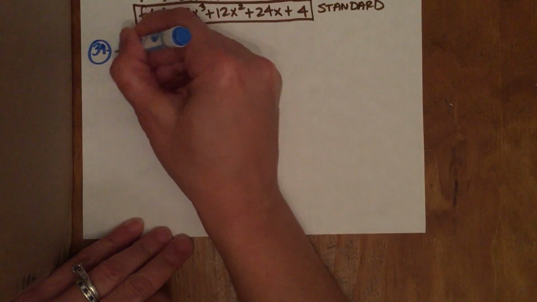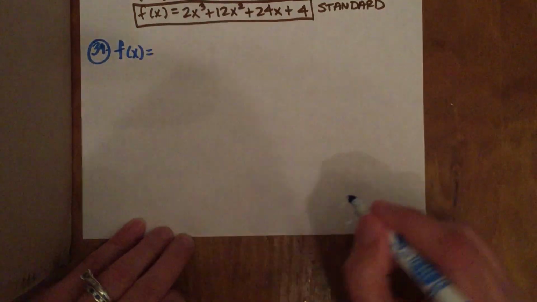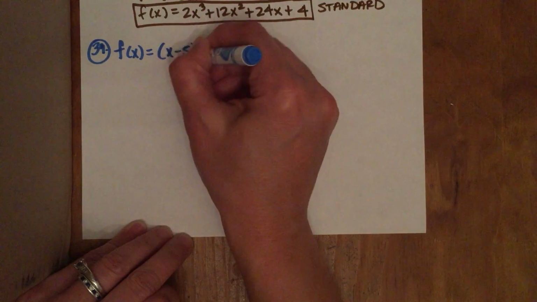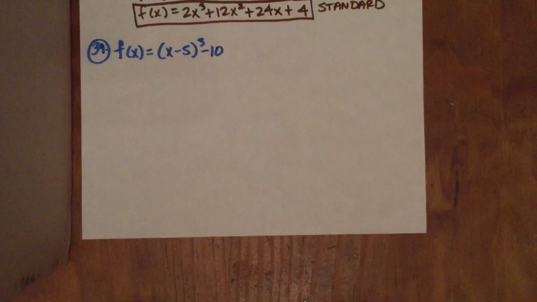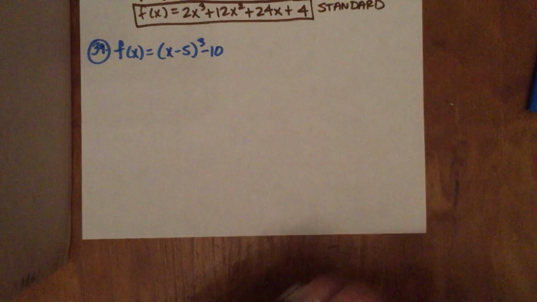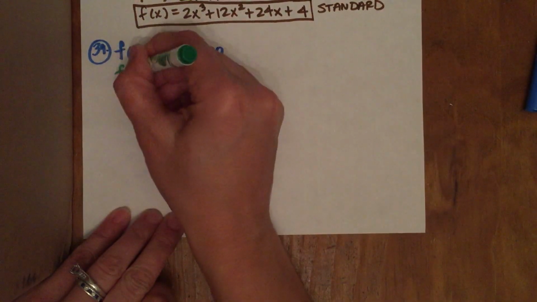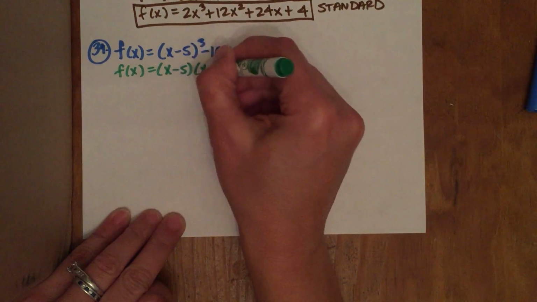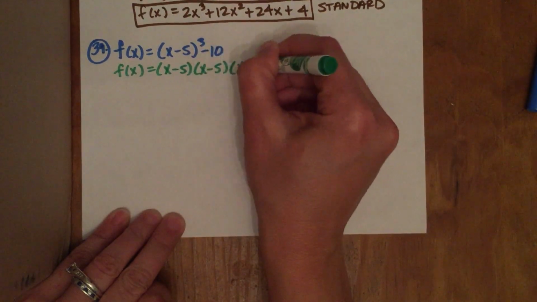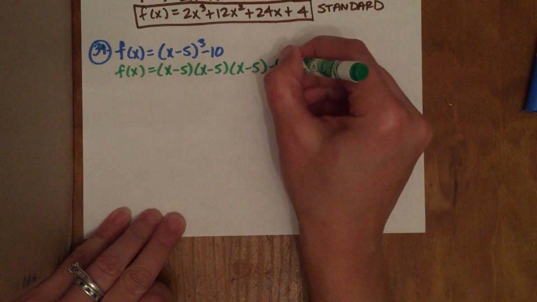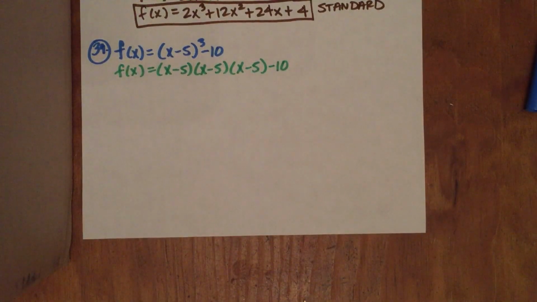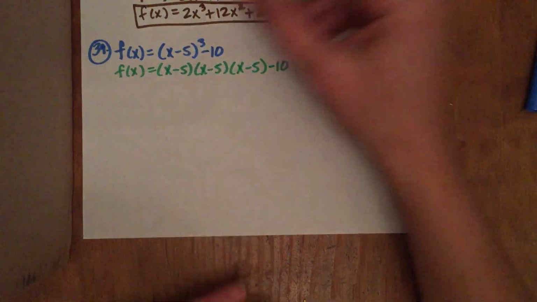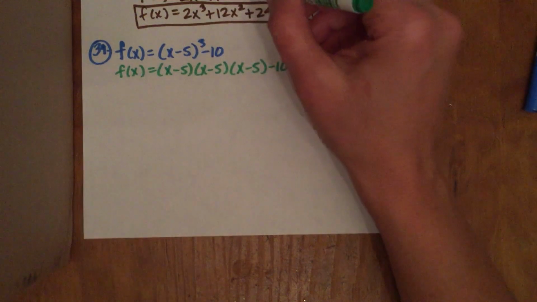And number 39 is f of x equals (x minus 5) cubed minus 10. So the first thing I'm going to do is write it out expanded. So I've got f of x equals (x minus 5)(x minus 5)(x minus 5) minus 10. And this is going to be an easier one because our a value is 1. In the first one, our a value was 2, and we had to do an extra distribution. We won't have to do that here.